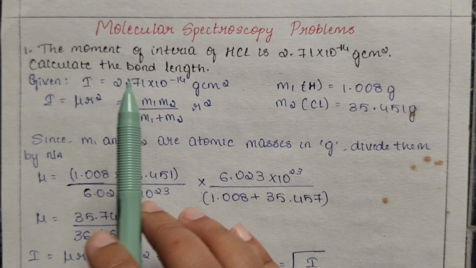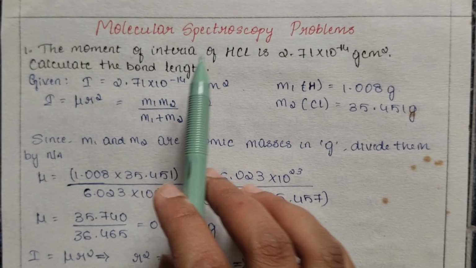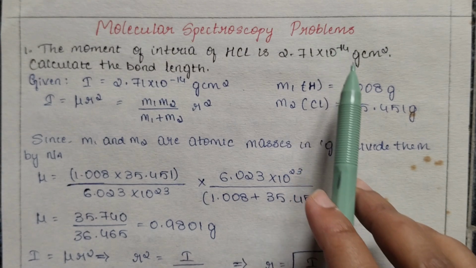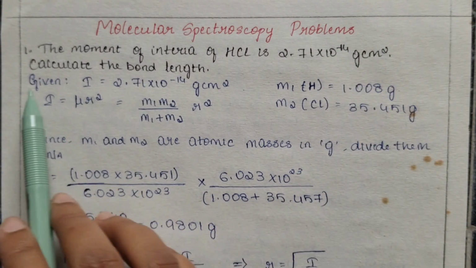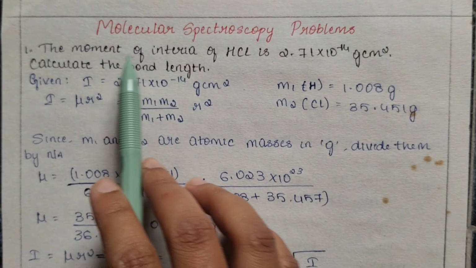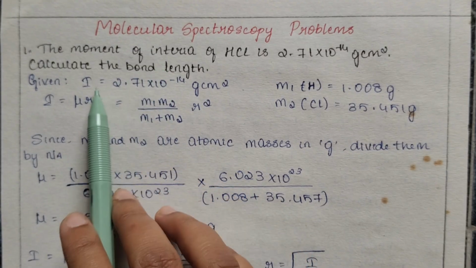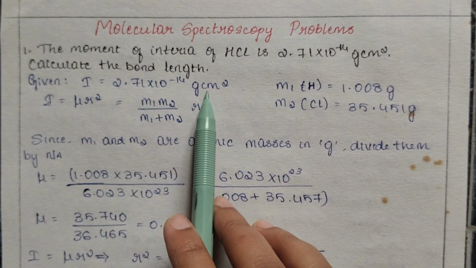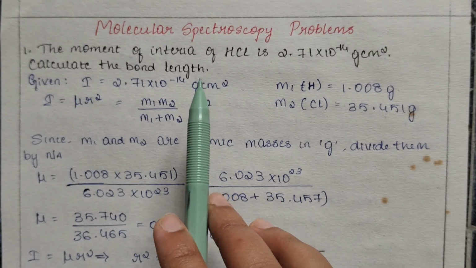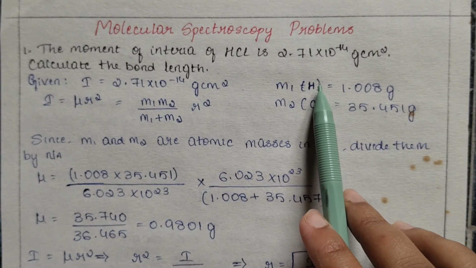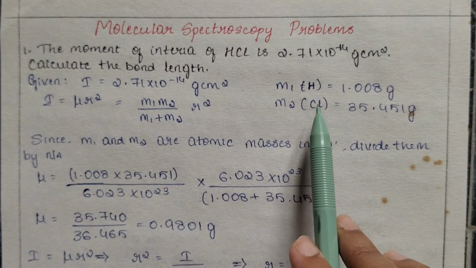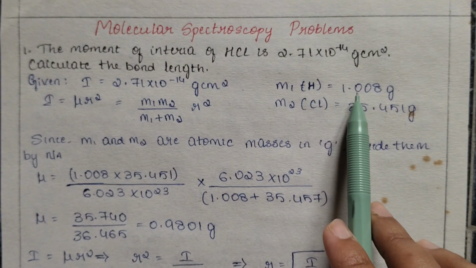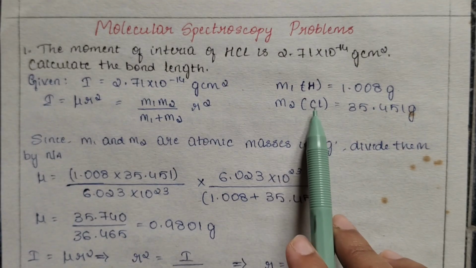So the first question is, the moment of inertia of HCl is 2.71 into 10 to the power of minus 14 gram centimeter square. Calculate the bond length. So here they have given the moment of inertia, that is 2.71 into 10 to the power of minus 14 gram cm square, and also we should note the mass of hydrogen and chlorine. So we'll consider mass of H as m1, which is 1.008 grams, and m2 of Cl, which is 35.451 grams.